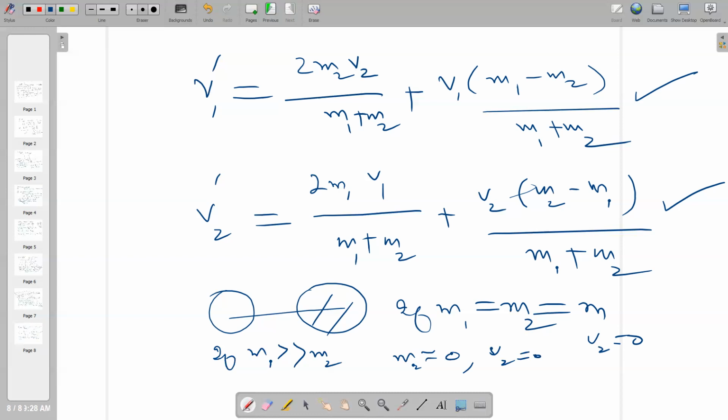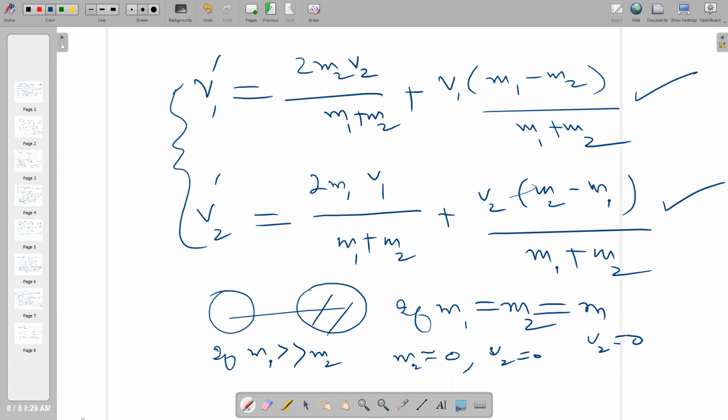So here I explain to you that if two bodies collide with each other, after collision, what will be their velocities? How can you find the velocities? But the collision is elastic and it is in one dimension. So remember, these equations are valid only for elastic collision and in one dimension. So you can solve this one.